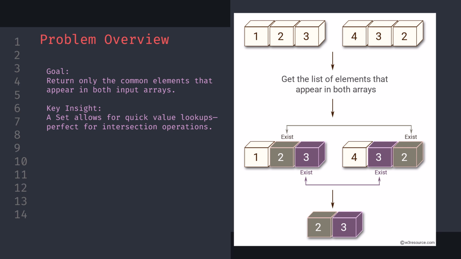The goal is to find the overlap, the intersection between two lists. We leverage a set for fast membership checks and use filter to keep only common values.